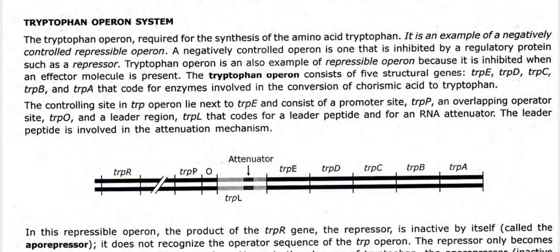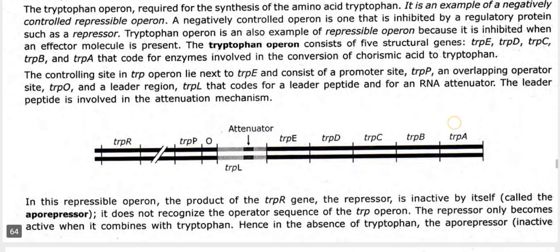The tryptophan operon consists of 5 structural genes: trpE, trpD, trpC, trpB and trpA, that code for enzymes involved in the conversion of chorismic acid to tryptophan. The controlling site in the trp operon lies next to trpE and consists of a promoter site trpP, an overlapping operator site trpO, and a leader region trpL that codes for a leader peptide and for an RNA attenuator. The leader peptide is involved in the attenuation mechanism.